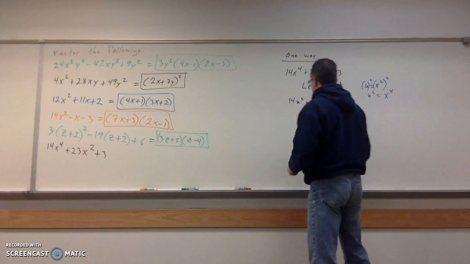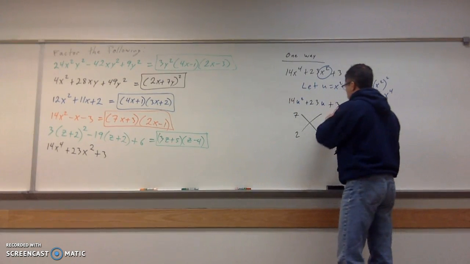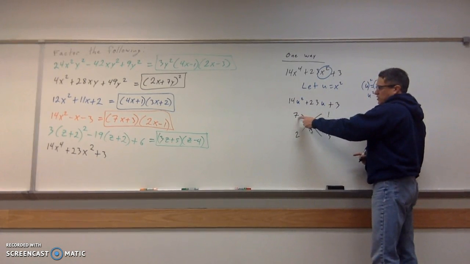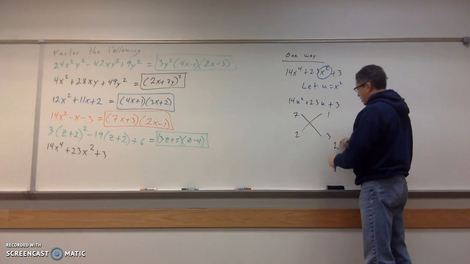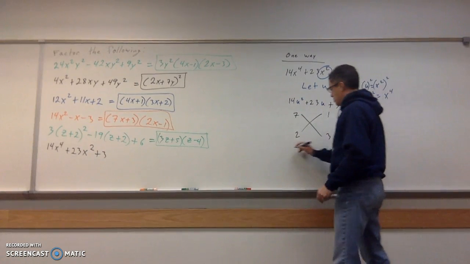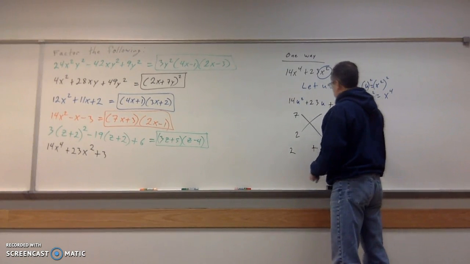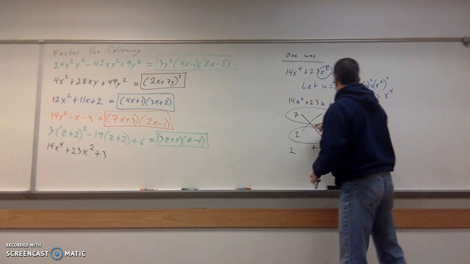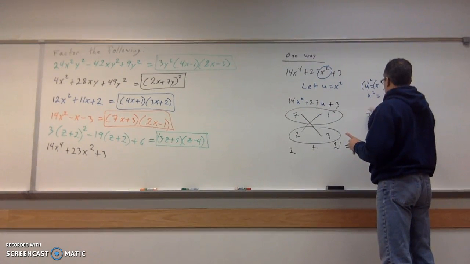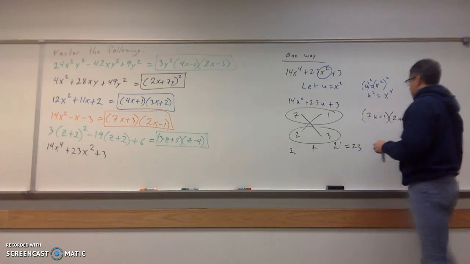So, factors of 14 close together, I'm going to go with 7 and 2. Factors of 3, I'm going to go with 3 and 1, put the 3 on the bottom because I know that 7 times 3 is 21, which is going to get me close to this 23. 2 times 1 is 2. 2 plus 21 is 23. So my factors are going to be 7u plus 1, and then 2u plus 3.